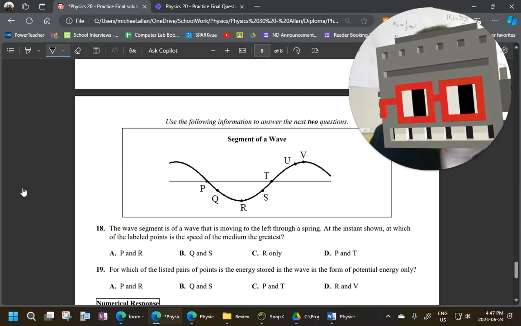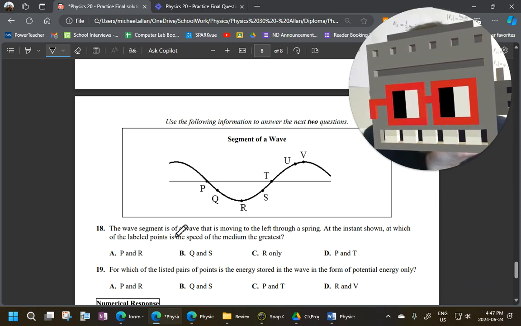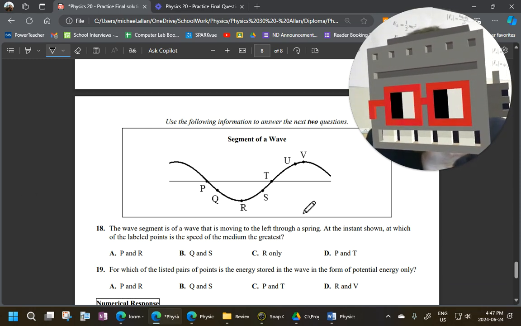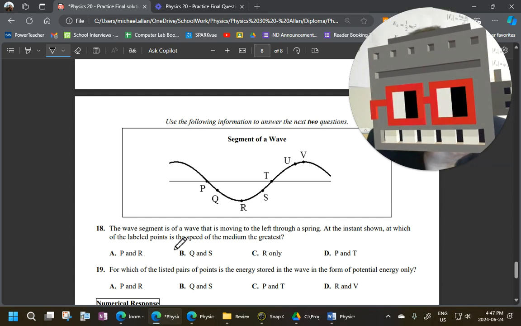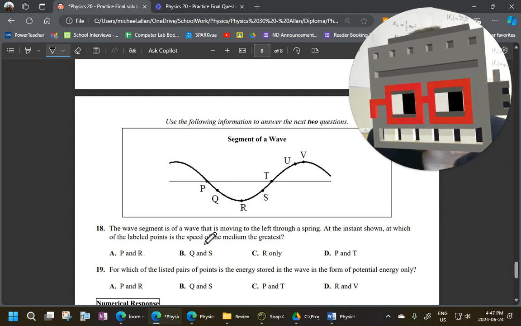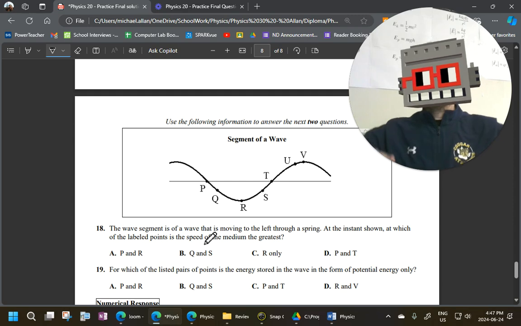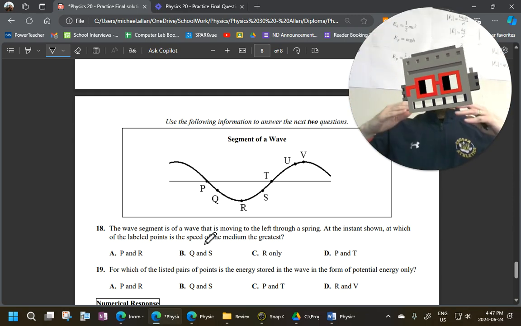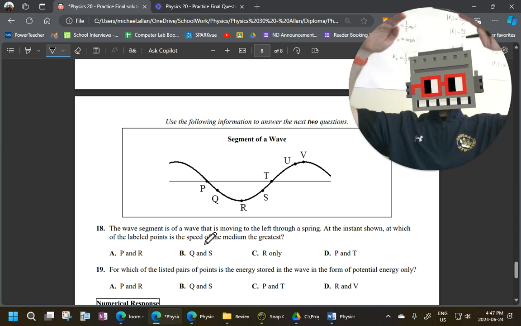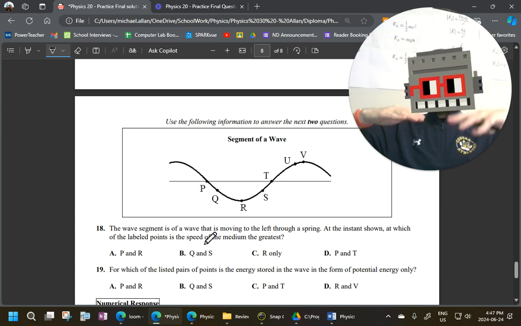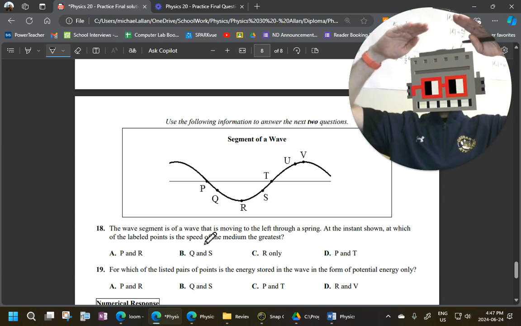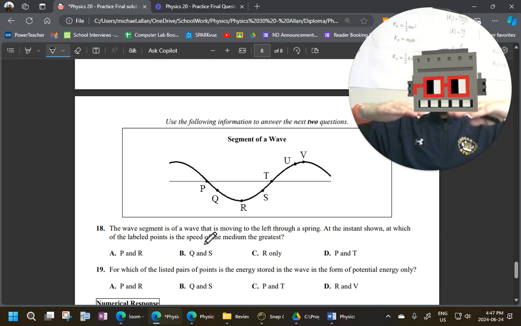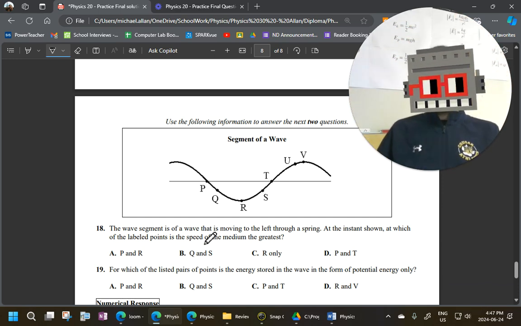Okay, so we got a wave segment moving left through the spring at the instant shown. Where is the speed the greatest? So these things are going up and down, just like in Hooke's law. When it goes furthest out, it's going to have to stop to come back down. So when it's furthest out, that's its lowest. And then when it swings past the equilibrium, it's going to go back down.